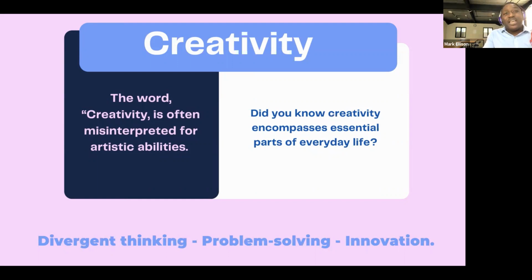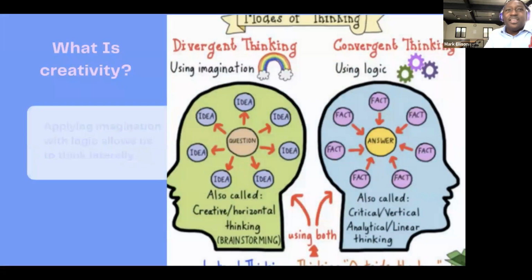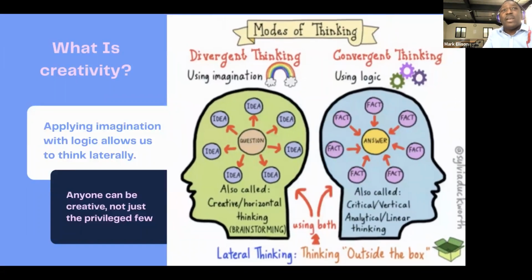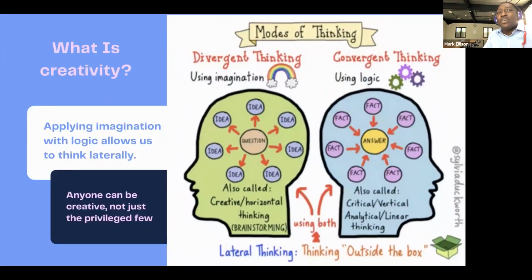So the word creativity in our society has mistakenly been limited to artistic endeavors, but it also encompasses essential parts of everyday life. So divergent thinking, problem solving, and innovation. Now, creativity allows you to become a better problem solver in all areas of your life and work. Creativity helps you see things differently and better deal with uncertainties. All right, so studies have shown that creative people are better able to live with uncertainty because they can adapt their thinking to allow for different scenarios.